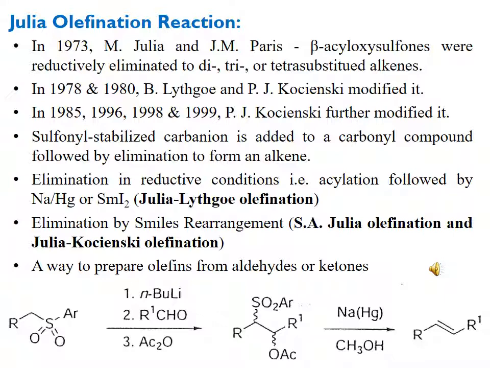First, in 1973, M. Julia and J. M. Paris worked on this and discovered this reaction, in which sulfones are treated and converted into beta acyloxy sulfones, which are further reduced, and elimination occurs to form alkenes. In 1978 and 1980, B. Lythgoe and P.J. Kocienski modified it, but this modification was not very prominent.